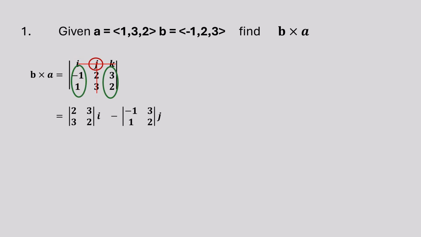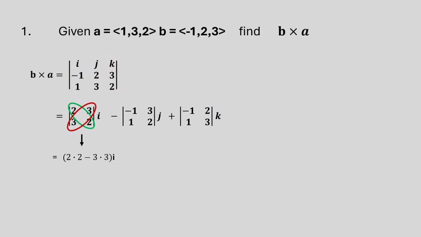Next, we need to subtract by the 2x2 matrix times j, then add by the 2x2 matrix times k. Then to calculate the 2x2 matrix, we first multiply the first diagonal, then subtract by the second diagonal, like this. After we do that, for the rest of the 2x2 matrices, we get this. Then after we simplify, we get this vector, -5, 5, -5.